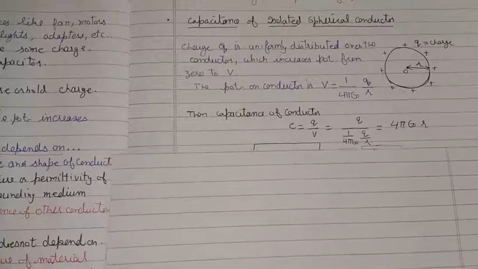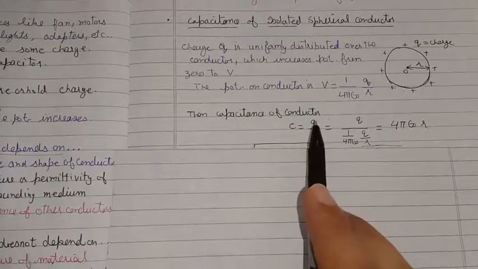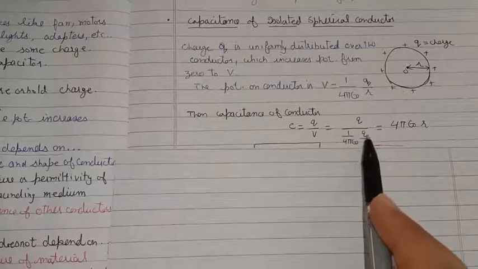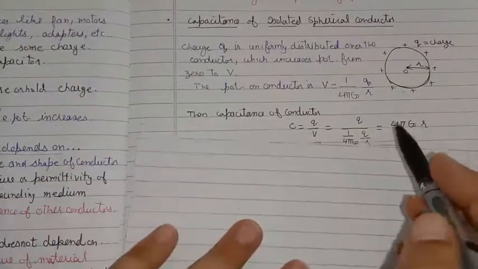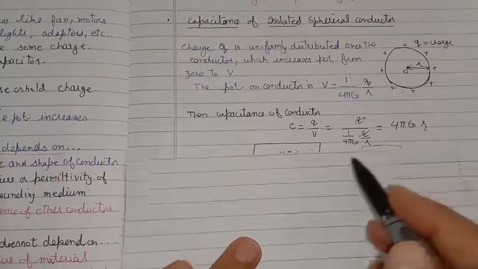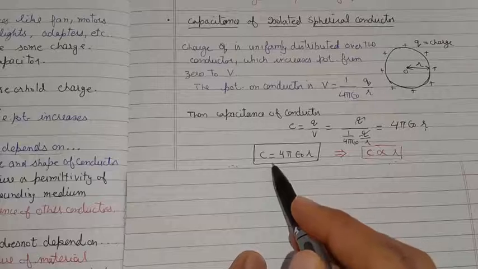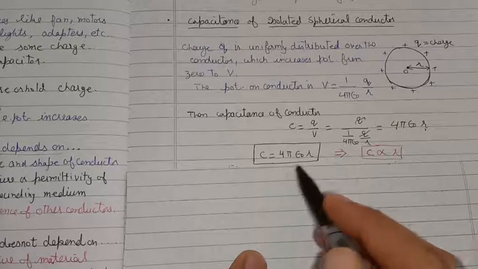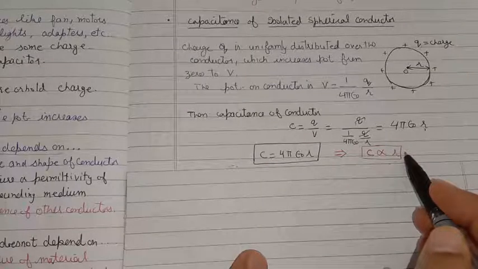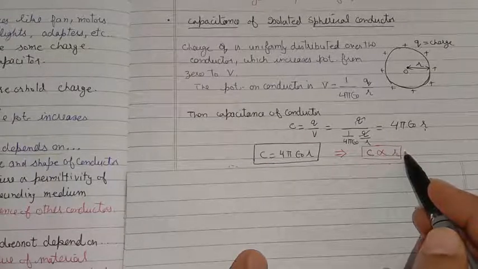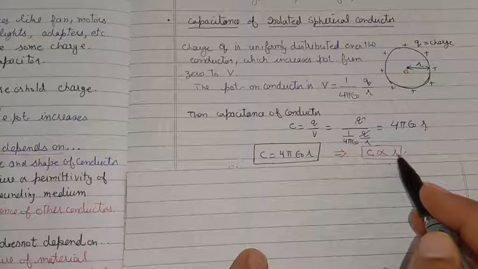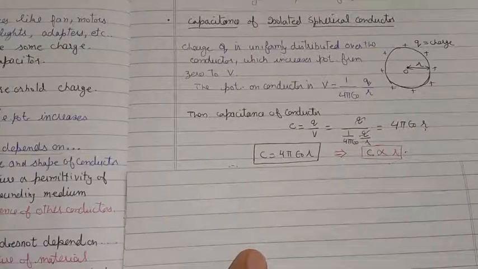Then the capacitance of this conductor will be C equal to Q by V, which is equal to Q over 1 over 4 pi epsilon naught Q by R. Q and Q get cancelled, and we get C equal to 4 pi epsilon naught R. This is the expression for the capacitance of an isolated spherical conductor, which indicates that the capacitance of this spherical conductor is directly proportional to its radius, that is, the size of the conductor. So greater the radius of the conductor, greater will be the capacitance.